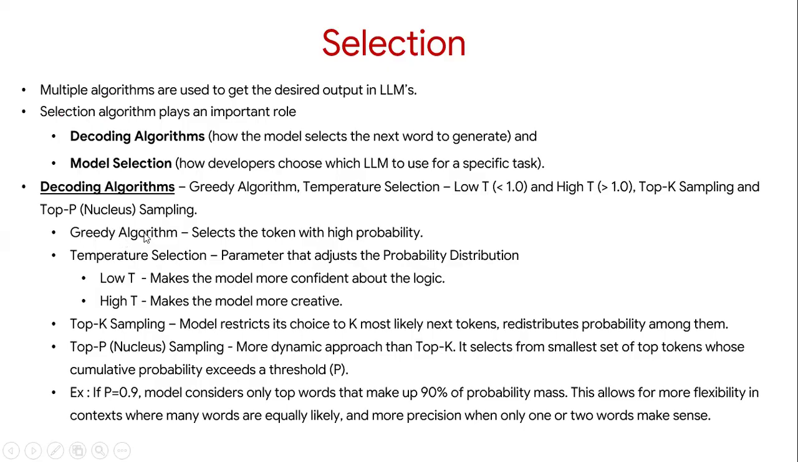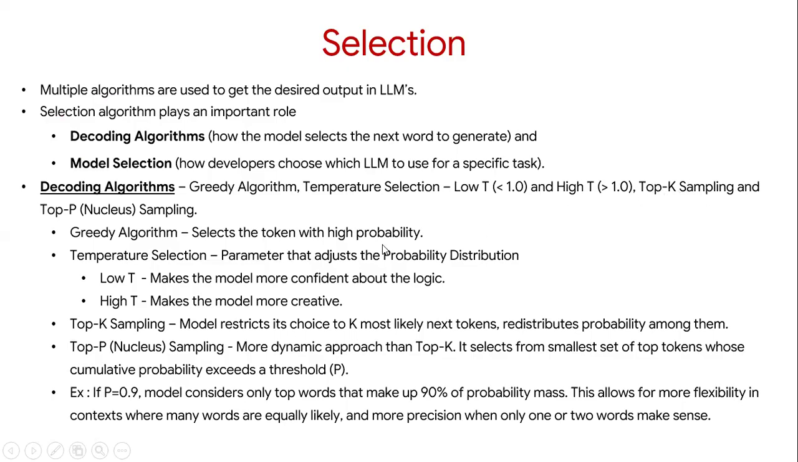Greedy algorithm. What does greedy algorithm mean? It selects the token with the highest probability. Then temperature, the parameter that adjusts the probability distribution. Low T makes the model more confident about the logic. A lower temperature value makes the model more confident about the logic, and a higher temperature value makes the model think more creatively about the solution.